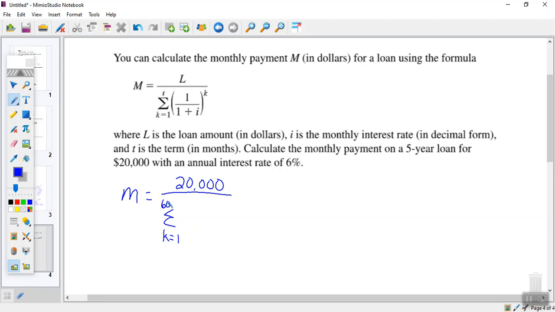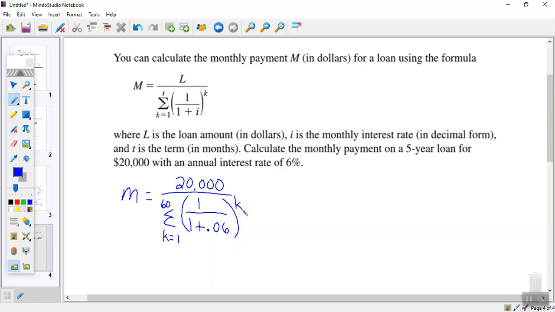Of 1 over 1 plus I. I is the monthly interest rate. We're raising the bar on this. What's my percentage rate or my interest rate here? 6. Well, what would 6% look like as a decimal, friends? 0.06. All to the what?